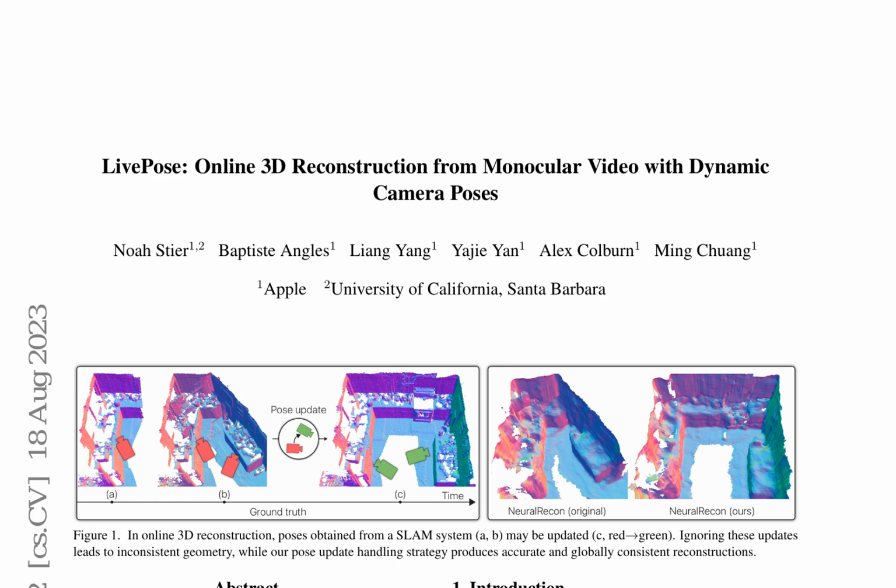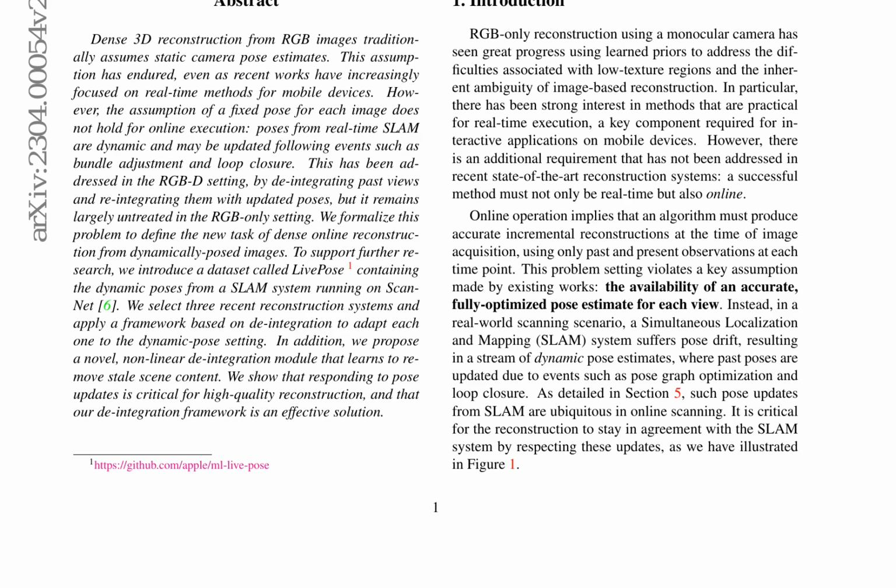A novel, nonlinear de-integration module learns to remove stale scene content, responding to pose updates for high-quality reconstruction. Ignoring pose updates leads to inconsistent geometry, while the proposed pose update handling strategy produces accurate and globally consistent reconstructions. The LivePose dataset provides a benchmark for evaluating online reconstruction methods in the presence of dynamic camera poses.